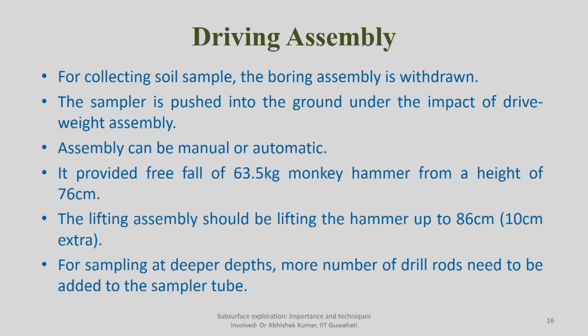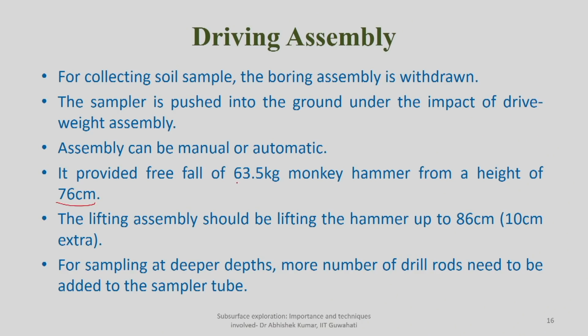Driving assembly: for collecting the sample, the boring assembly is withdrawn. The sampler is pushed into the ground under the impact of a driving weight. The assembly can be manual or automatic. The assembly should provide a free fall of 76 centimeter, because it is after all an impact load. So you drop a hammer of 63.5 kg, called a monkey hammer, from a height of 76 centimeter.